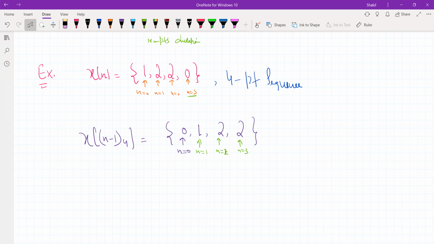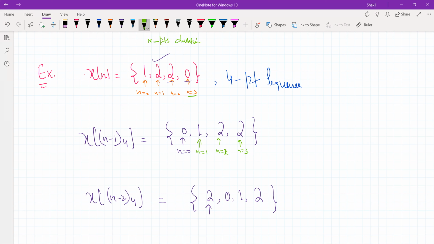Now, if I say circular shift by 2, so if I say x of n minus 2, this means circular shift of a 4-point sequence by 2 sample points. So circular shift of this sequence, shifting every sample point towards right by 2. So this will be 1, 2. So this will be the last point now. First, this one will fall outside the limit, so this will come here. Then this one will fall, so this will come here. And this is n equal to 0 point.